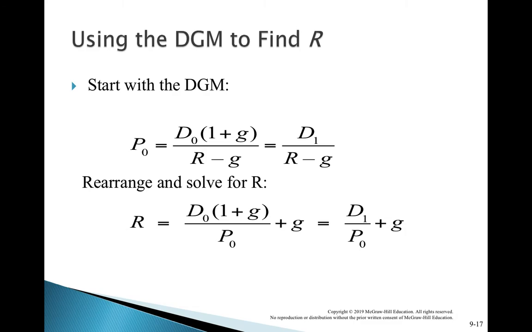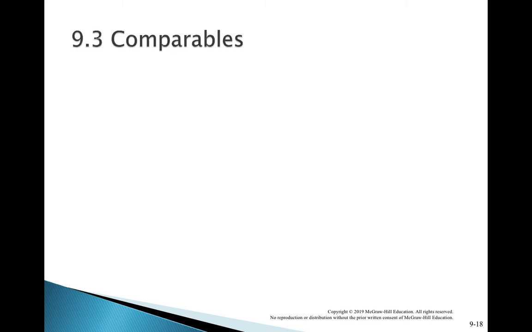So R can be calculated through the DGM way. R can be calculated by using the formula D1 divided by P0 plus growth. So we have used the DGM approach to calculate the cost of capital.